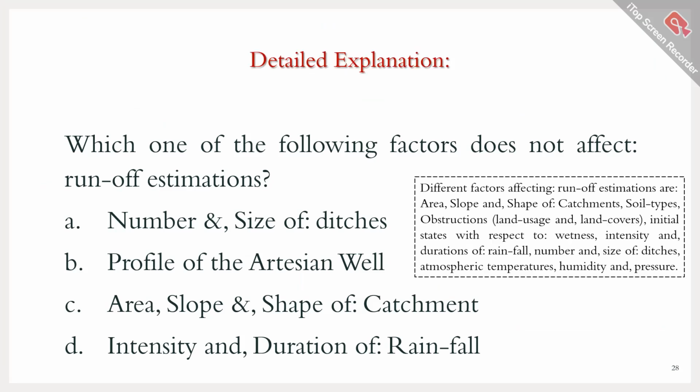So here is the explanation. Different factors affecting runoff estimations are area, slope, and shape of the catchments, soil types, obstructions, land usage and land cover, initial states with respect to wetness, intensity and duration of rainfall, number and size of ditches, atmospheric temperature, humidity, and pressure. So options A, C, and D are correct; they actually affect the runoff estimations.